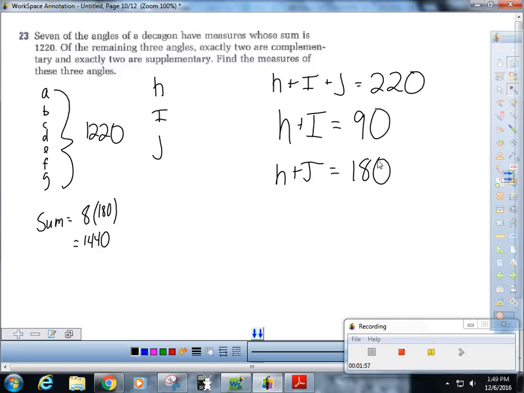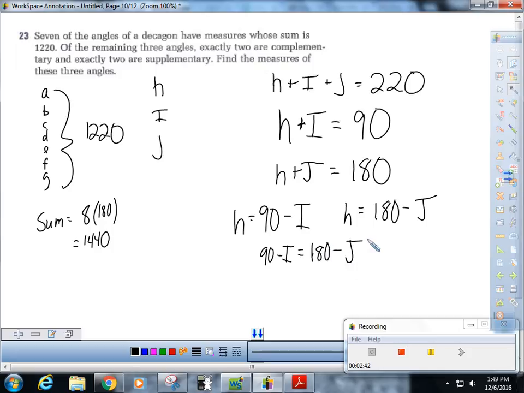So what do we have here? Our first ever system of 3 equations with 3 variables, okay? So how do we do this? Well, what happens when we're stuck? We move. So H is 90 minus I, okay? But we can also solve for H in this one and say that H is 180 minus J. So, let's see what happens when we set those 2 things equal. 90 minus I must equal 180 minus J.